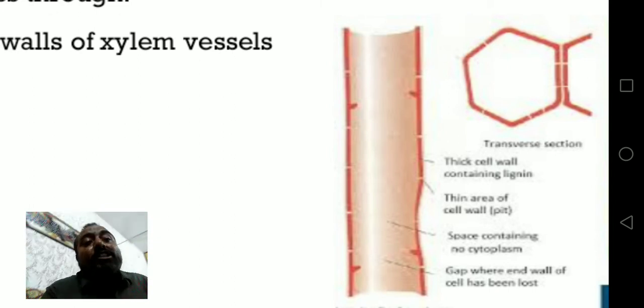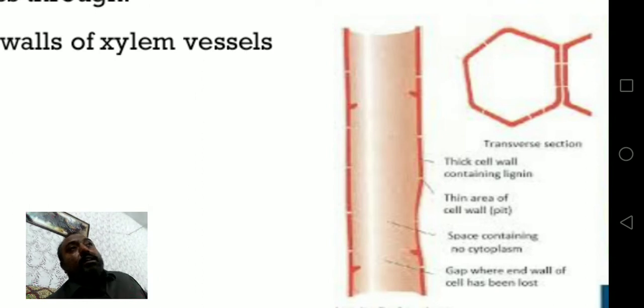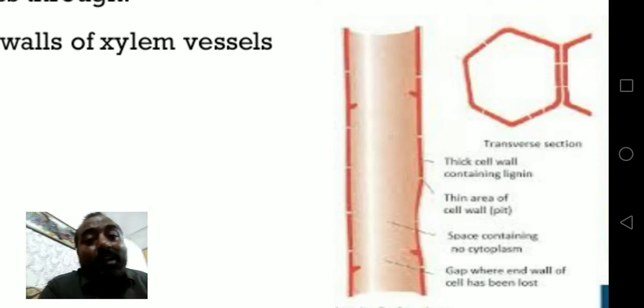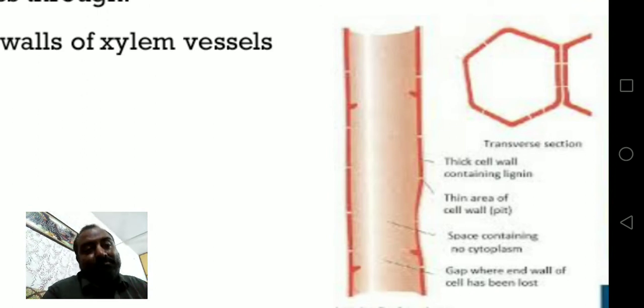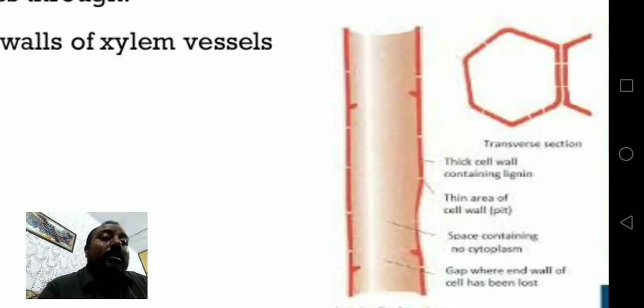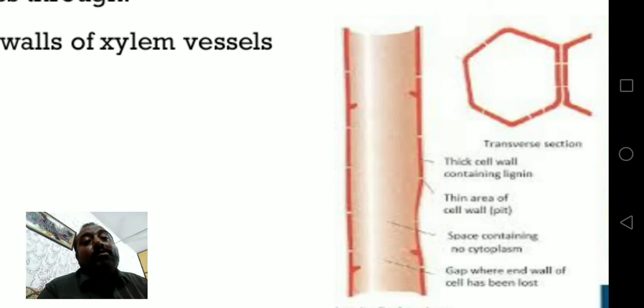Now adaptation number 3, if you can recall, in plant cells, cell wall is made up of cellulose, but in this plant cell, cell wall is made up of cellulose plus another chemical substance known as lignin. In an ordinary plant cell, cell wall is made up of just cellulose, but in xylem cell, cell wall is made up of 2 chemicals, cellulose and lignin. Now what is the purpose of having lignin in the cell wall along with cellulose?